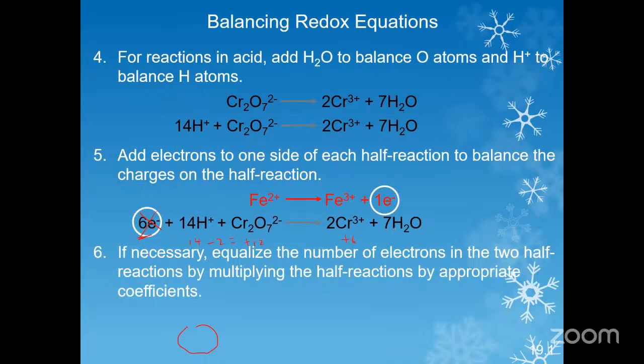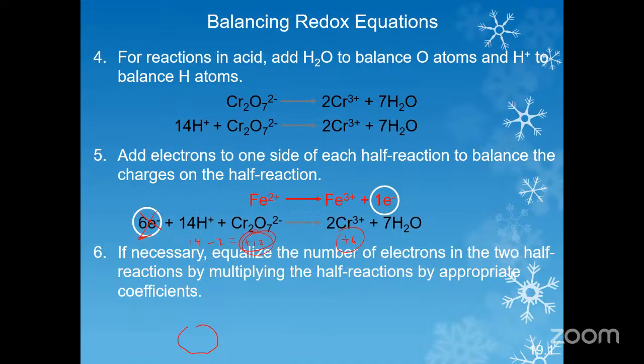The water does not provide any charge, right? So therefore, we have plus 12 here, we have plus 6 here. So the question is, to which side would you add electrons? And the answer is you add electrons to the side with the net higher charge. So plus 12 is greater than plus 6, so that means that you add electrons to the side where the net charge is plus 12.